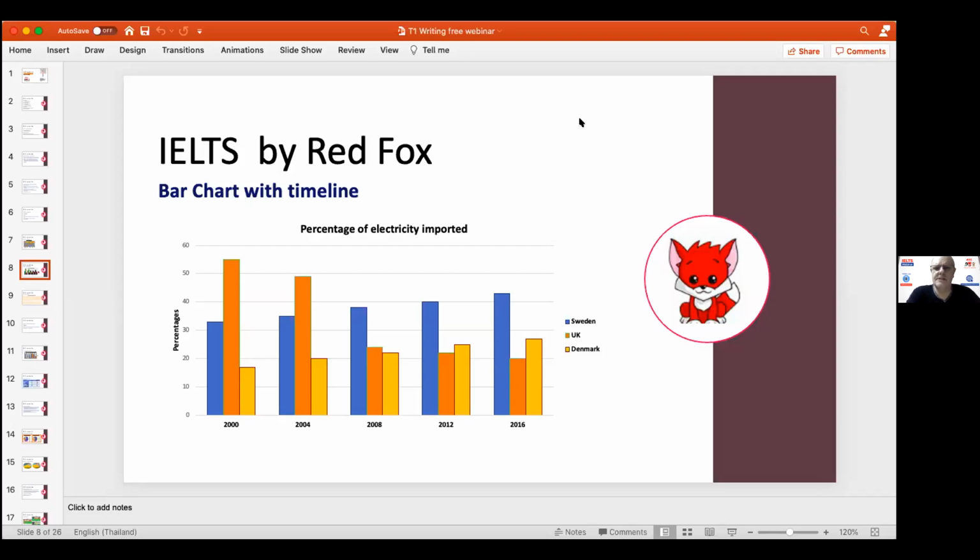Again, we're looking at describing these changes both in terms of the size and the rate. For both Sweden and the UK, we have a gradual or steady increase. But for Denmark, we have a really rapid fall. So there we have to really look at how we describe those changes and choose the right words for the situation.